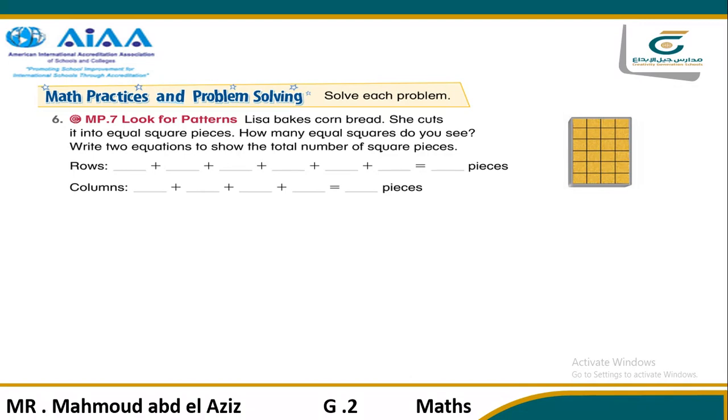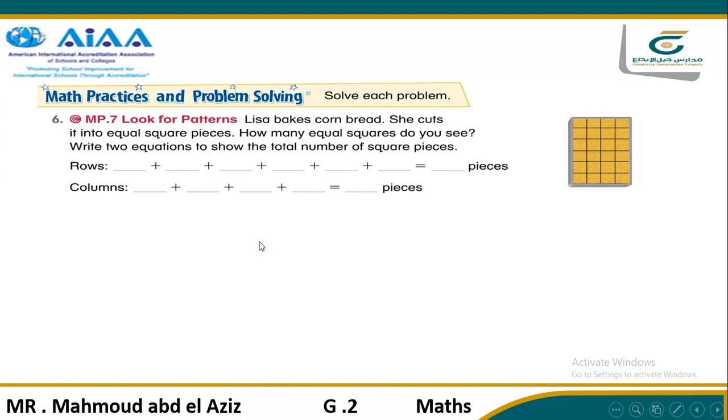So, dear students, with another question here, Lisa bakes cornbread. She cuts it into equal square pieces. How many equal squares do you see? Write two equations to show the total number of square pieces. Here we want to write two equations. The first one by rows and the second one by columns.